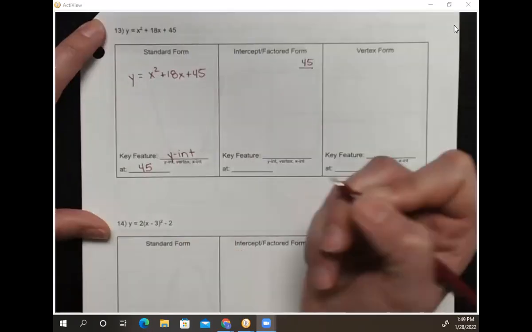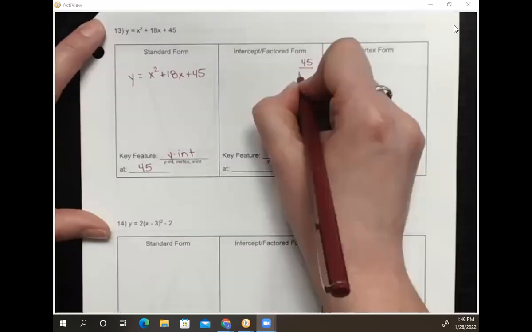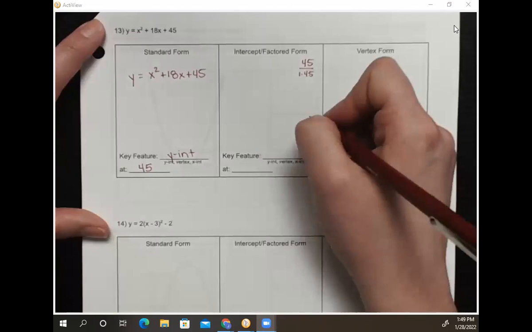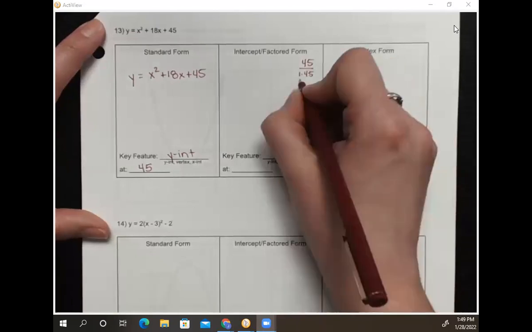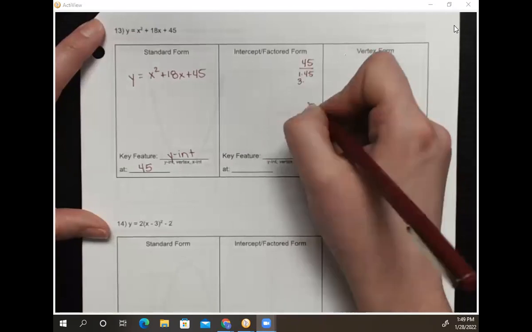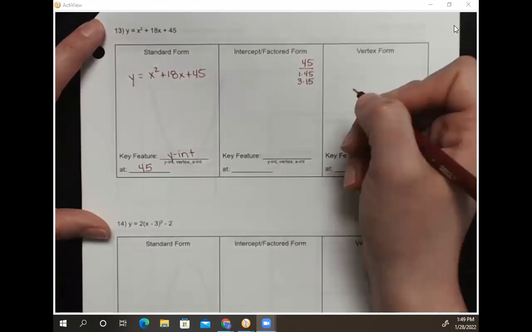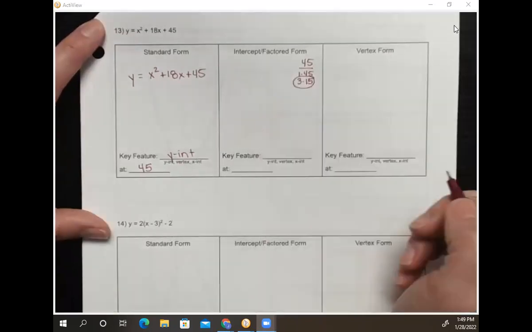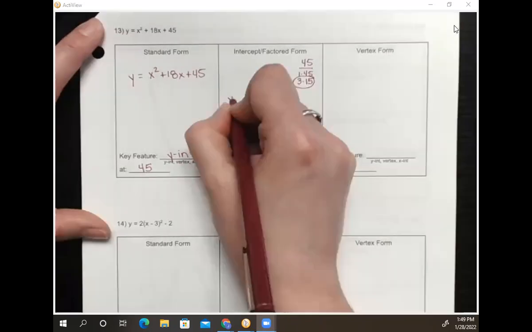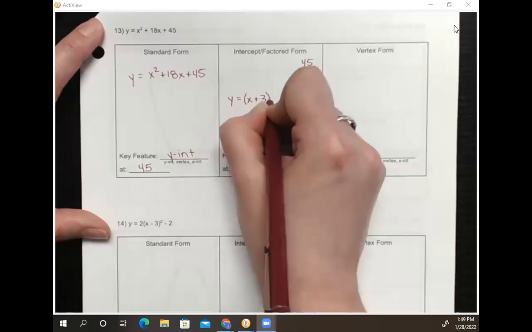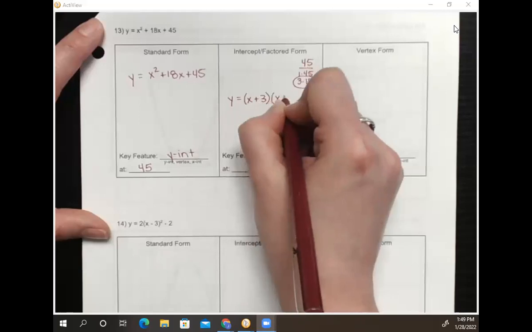If you need to make a list, make a list. So 1 times 45. I can't do 2 since 45 is not even. I could do 3. So that would be 15 times 3. Oh, and those are the factors that add to 18. So those are the ones that I want. So my factored form would be x plus 3 times x plus 15.